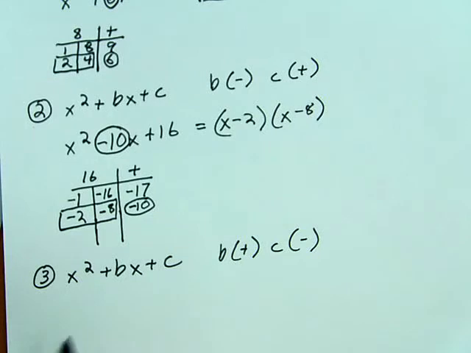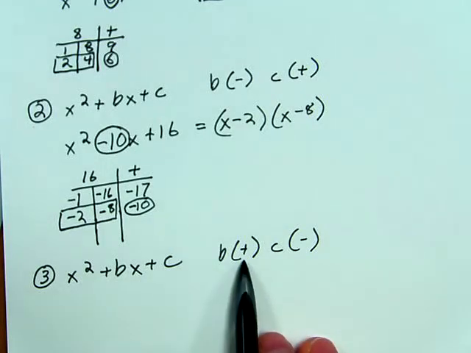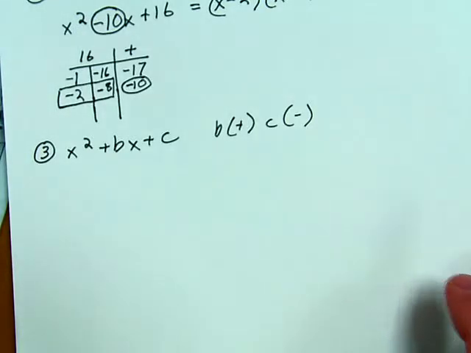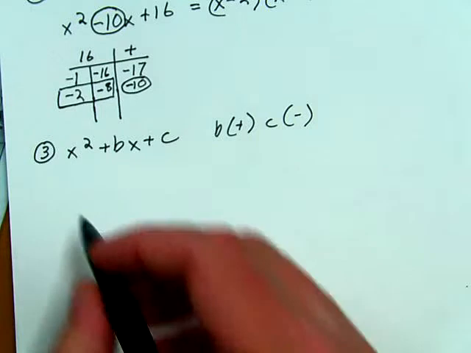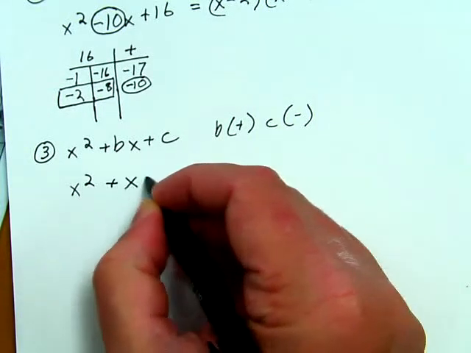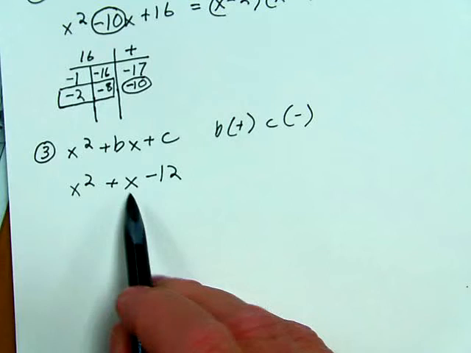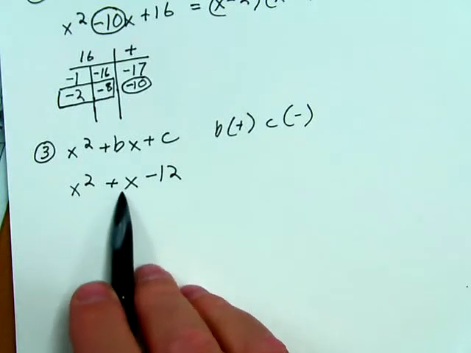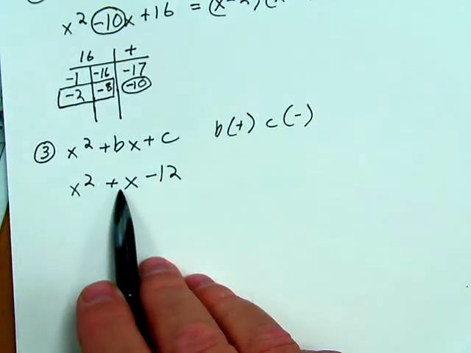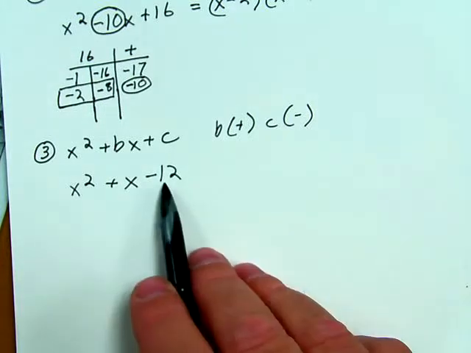Okay, example number 3. We have x squared plus bx plus c again, but this time we're worried about when b is positive and c is negative. So our example here is x squared plus x minus 12. There's no coefficient there, so it really means there's a 1 there. So b is a positive 1 and c is a negative 12.